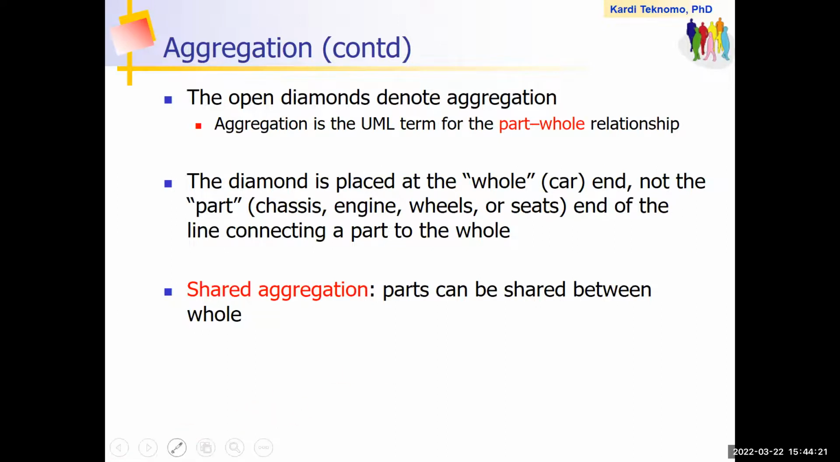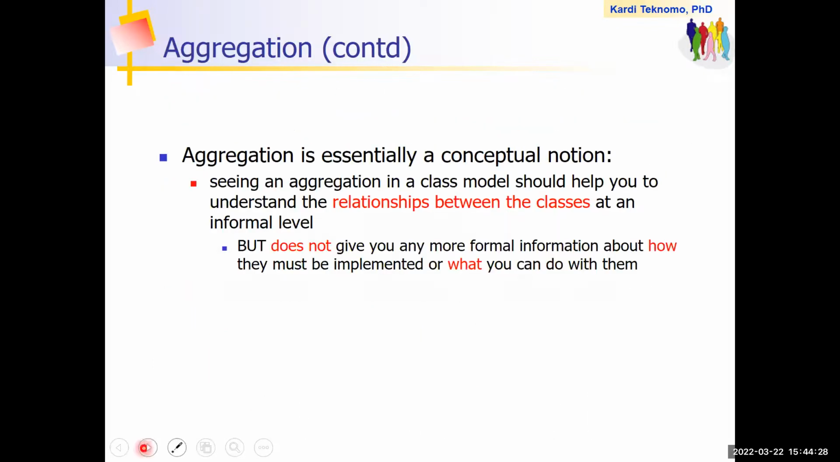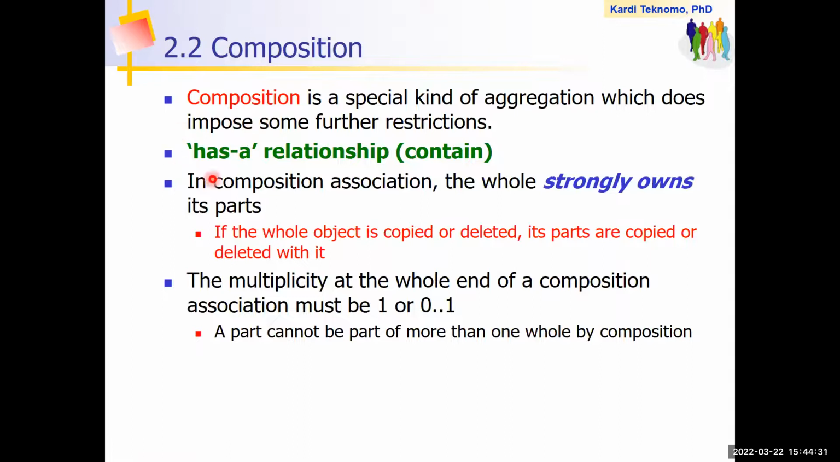Aggregation, can you write it down? Aggregation means consists of. Composition means has a relationship.